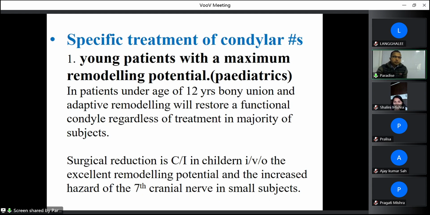Otherwise, gradually the mouth opening will be reduced, and in later case, after a few years or after a few months, it will lead to TMJ ankylosis. And the complication of TMJ ankylosis will be seen only after 10 to 15 years.